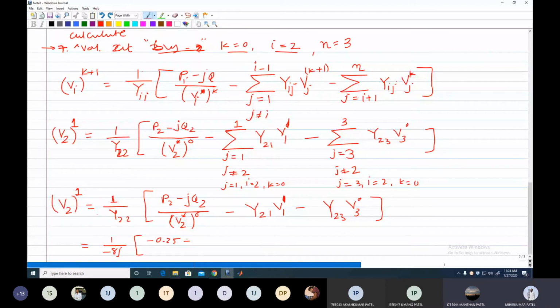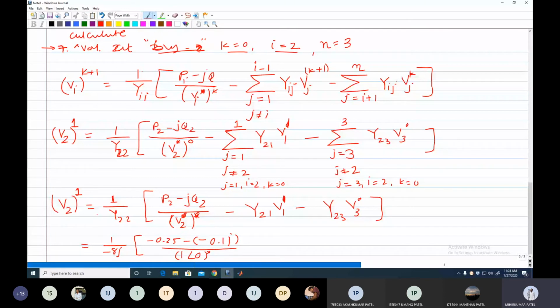Plus, so we write twice, minus 0.1j. What is the value of V2 0? V2 0 star is 1 angle 0. Here the angle is 0, so there is no effect of this conjugate. Whether we take the conjugate or not, there will be no effect.